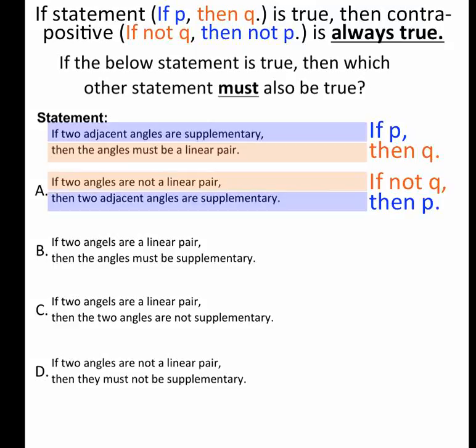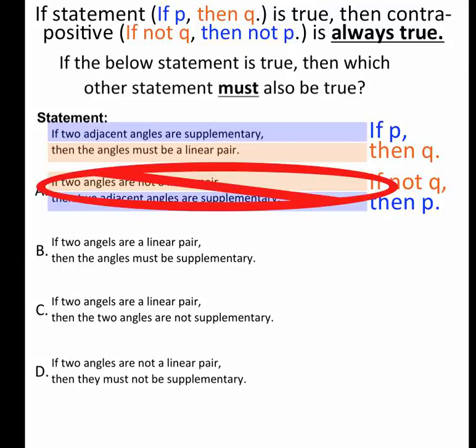Well, that's the P part again. So that is not the case. That is not our contrapositive. If two angles are a linear pair, well, that's just Q, if Q. There's no not there. It's not the opposite of my Q statement. So I know that's not the contrapositive.